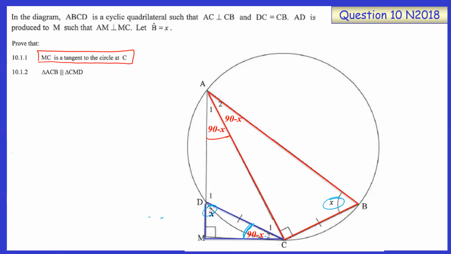Therefore, I can say that C2 is equal to A1. Therefore, it makes MC a tangent. That's another way to prove 10-1-1, by the way.